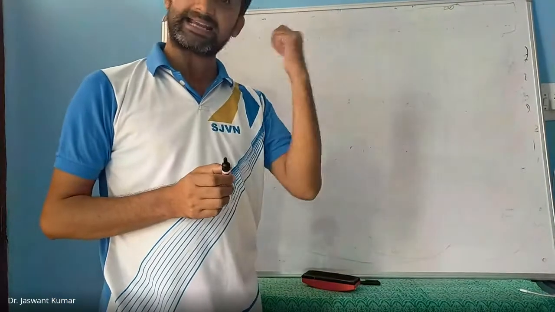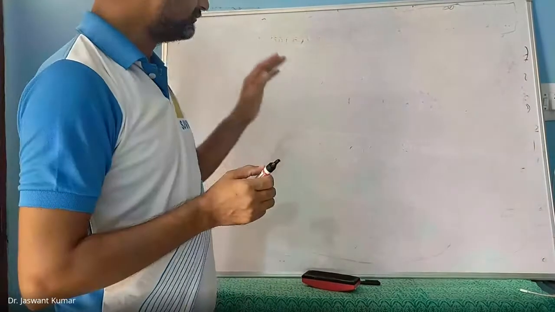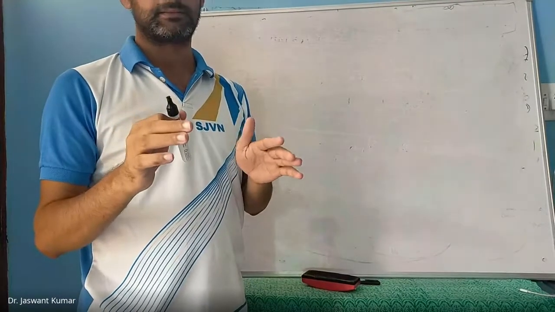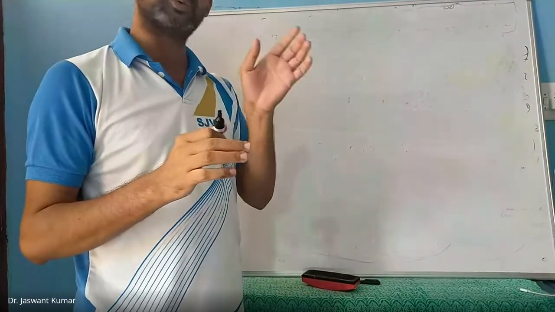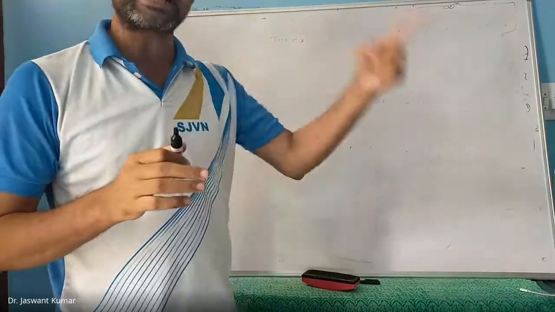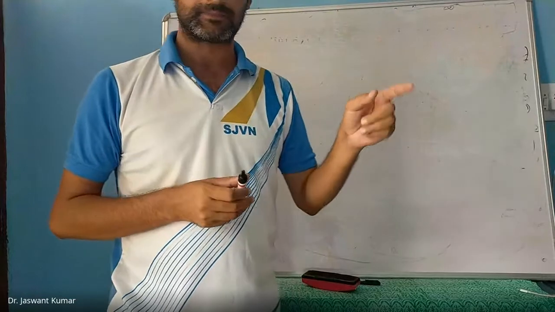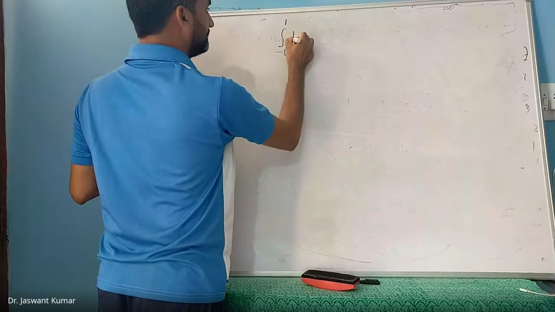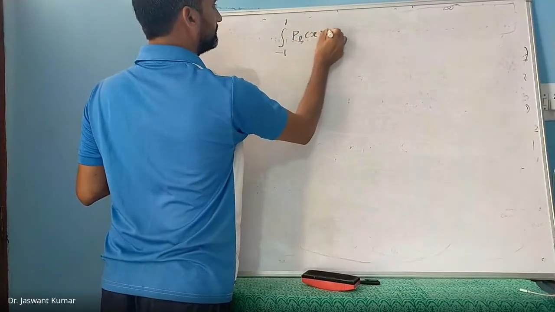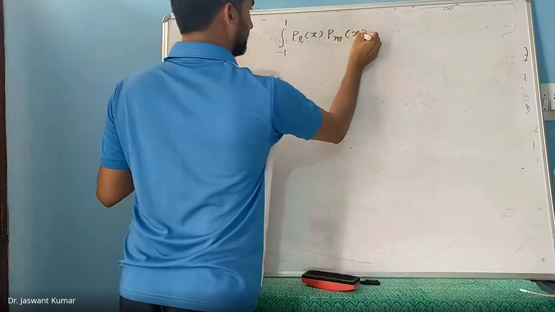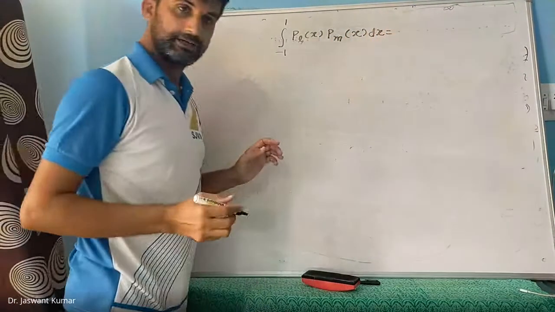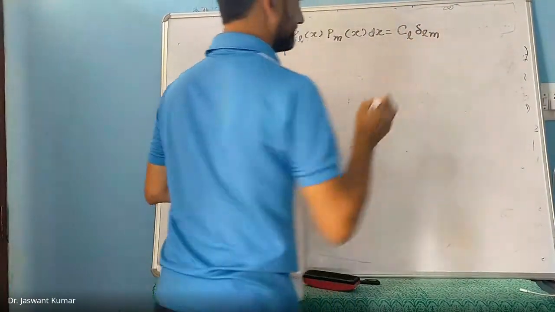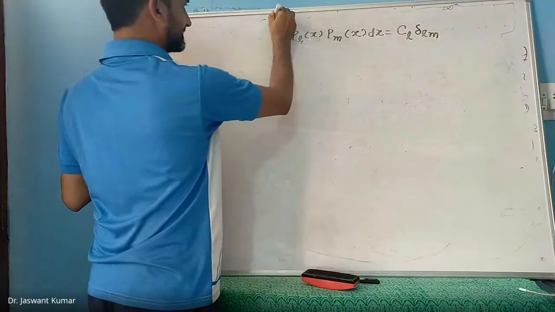We go back a little, and now that we know this, we revisit the orthogonality relation. If you remember, we had obtained the integral from -1 to 1 of PL of x times PM of x dx, which was equal to some CL delta LM. Do you remember you had some relation like this?